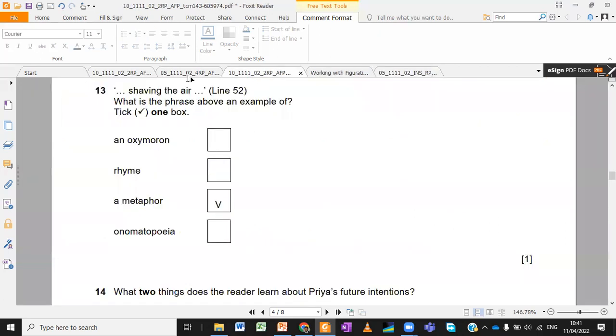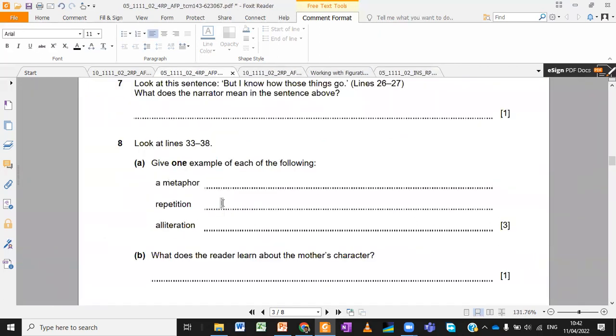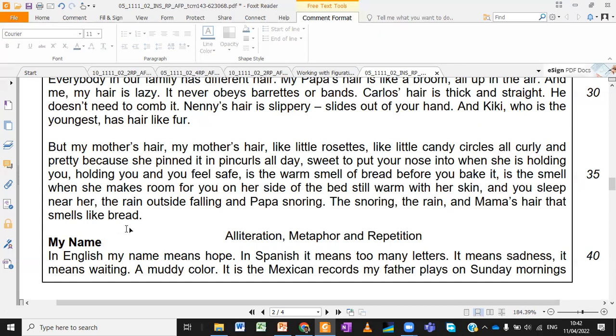So let's go back here and type my mother's hair, my mother's hair. So you see, it's very correct, right? So let's go back to this. You are done with repetition. So you're looking for alliteration now.